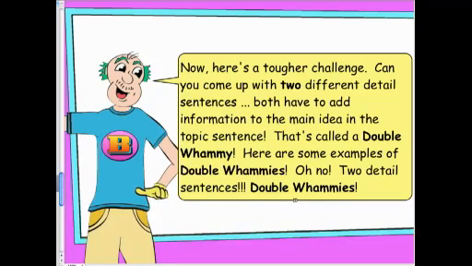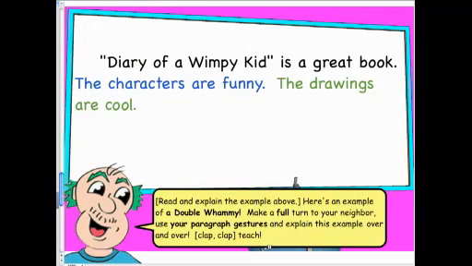Now we want 2 detail sentences. That's called a double whammy. Oh no, 2 detail sentences. Give some examples. Diary of a Wimpy Kid is a great book. The characters are funny. That's the blue sentence. The drawings are cool. That's the green sentence.